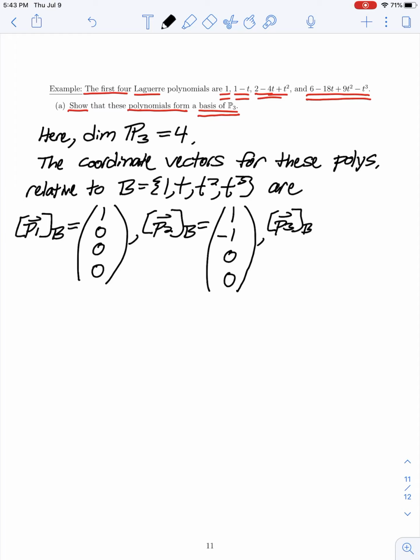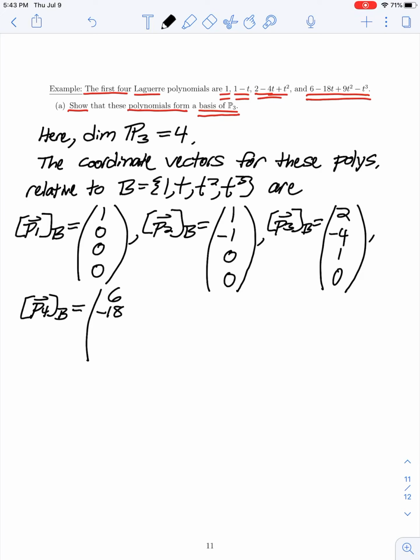The coordinate vector for P3 would be 2, negative 4, 1, 0, and the coordinate vector for P4 with respect or relative to our basis B is 6, negative 18, 9, negative 1.